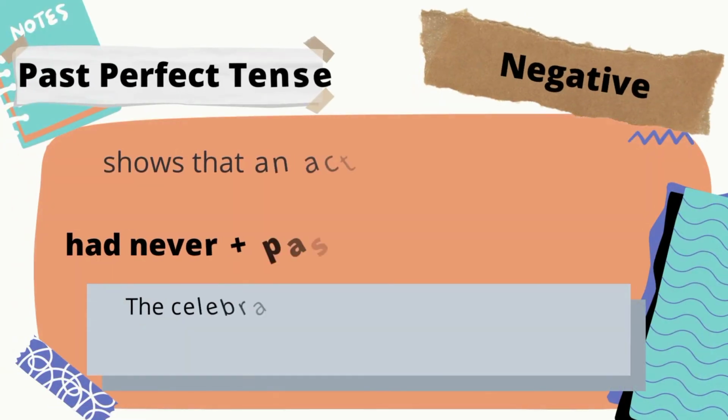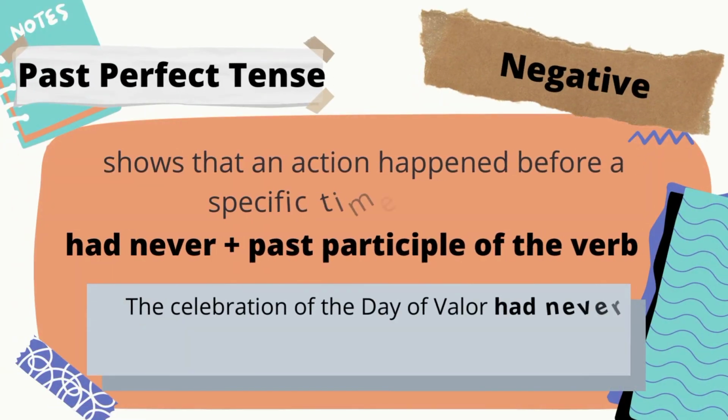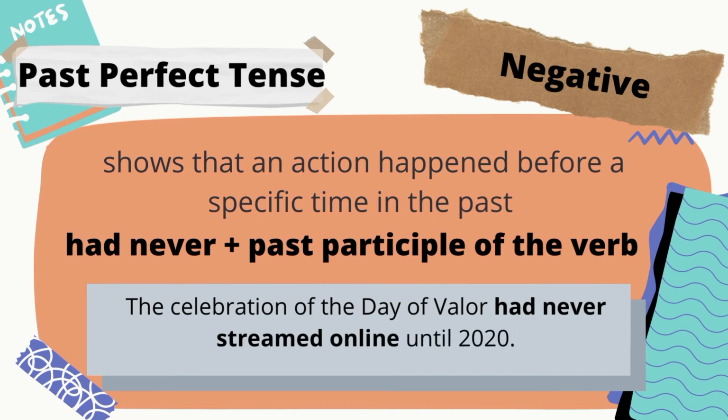Another formula for past perfect negative is had never plus the past participle of the verb. For example, the celebration of the Day of Valor had never streamed online until 2020. The verb in the sentence is had never streamed online. This shows that this action did not happen before 2020.